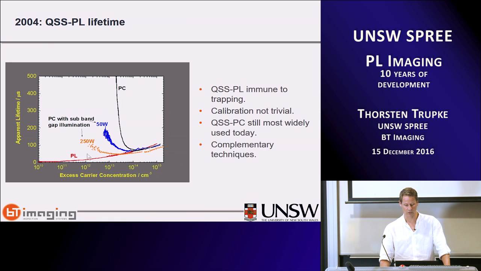And what we were able to show is that PL is not affected by these artifacts. So QSSPL is the only technique that can measure the true excess minority carrier lifetime at low to medium injection level conditions. So that was a big advantage, and back then we were very excited and we thought that QSSPL would take over and QSSPC was a thing of the past. The reality is, of course, that QSSPC is still very widely used, and it is actually now used here in a complementary fashion. So we have QSSPL and QSSPC both being used in their best operating conditions, really.